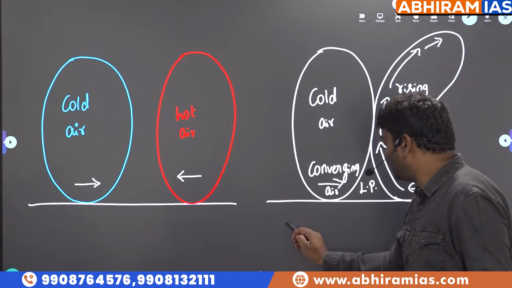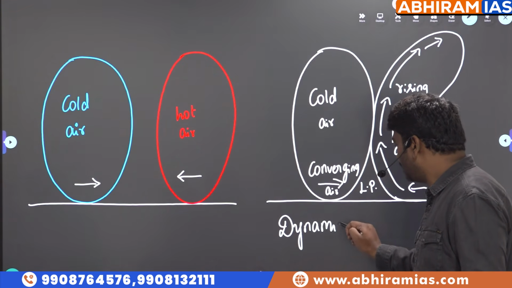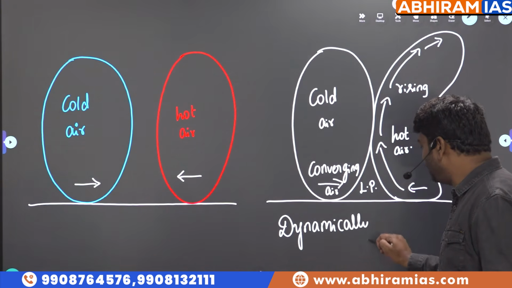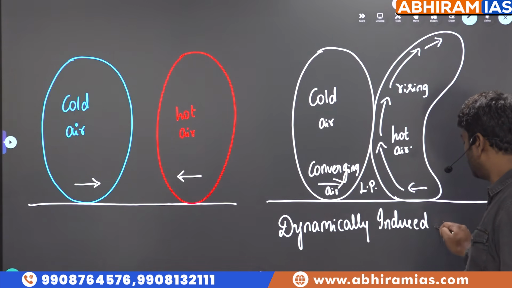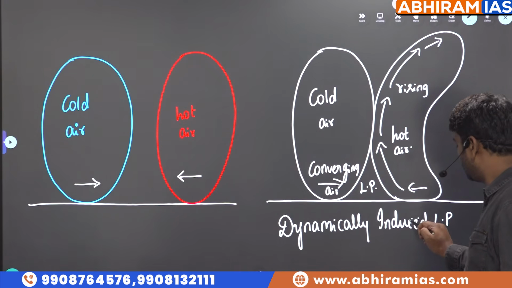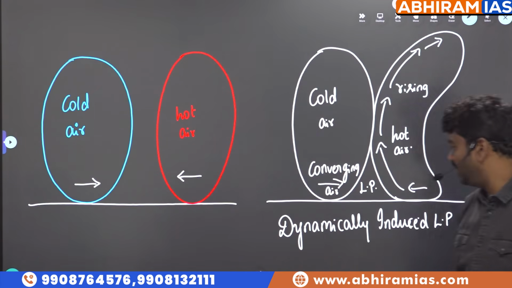So this particular one is called dynamically induced low pressure. You understand the word? What is it? Dynamically induced low pressure. Irrespective of earth surface temperature, if there is converging and rising, what do we call it as? Dynamically induced. Where do you see dynamically induced low pressure?